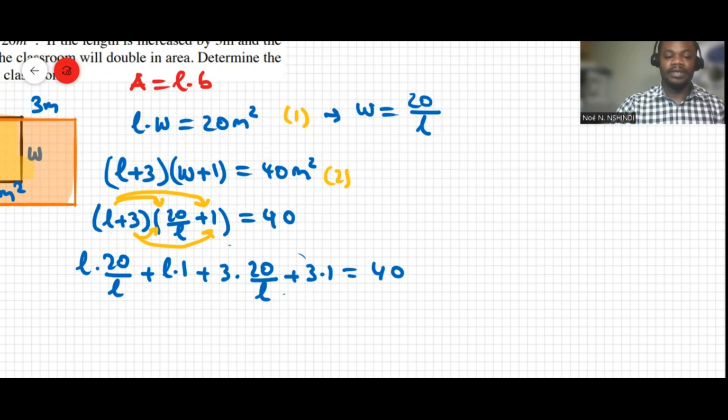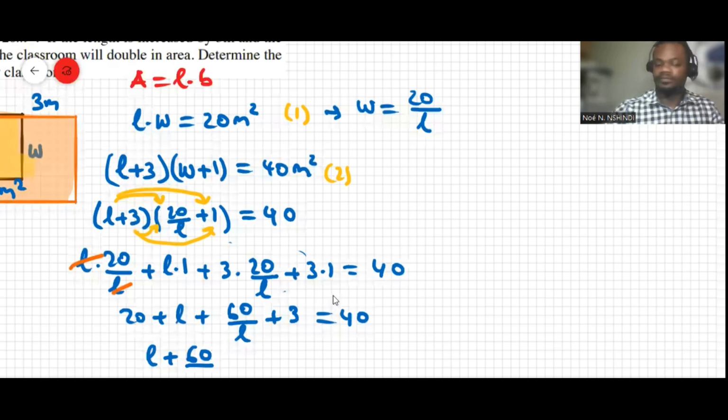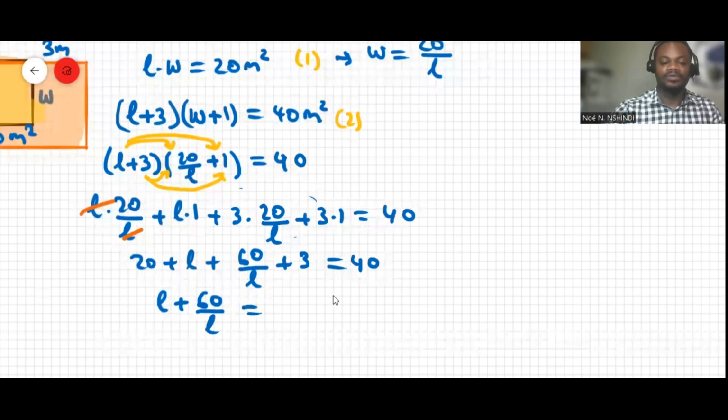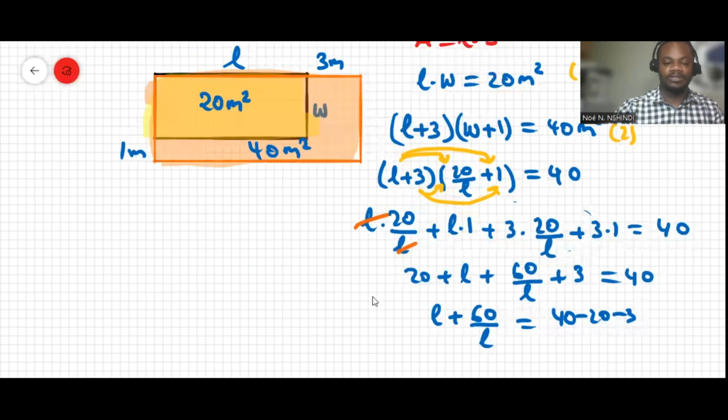Then there we can simplify L here and L there. So this will be like 20 plus L plus 60 over L plus 3 equal 40, right? Now that makes L plus 60 over L equal to 40 minus 20 minus 3. So maybe I should just continue my calculations over here.